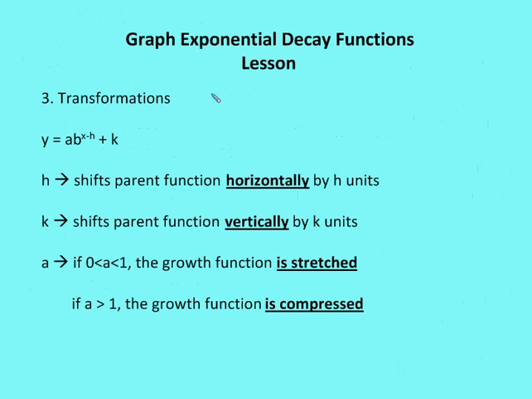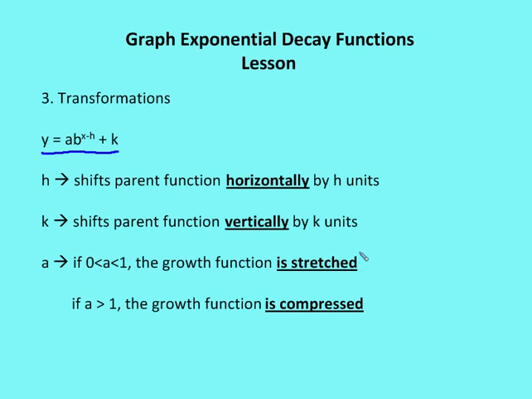All right, so let's talk about transformations of an exponential decay function. It's going to be the same form as we had for exponential growth. So the value of h shifts the parent function horizontally by h units, and the value of k shifts the function vertically by k units. If a is between 0 and 1, then the growth function is stretched. If a is greater than 1, the growth function is compressed.